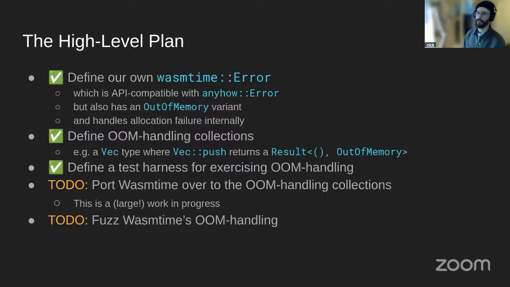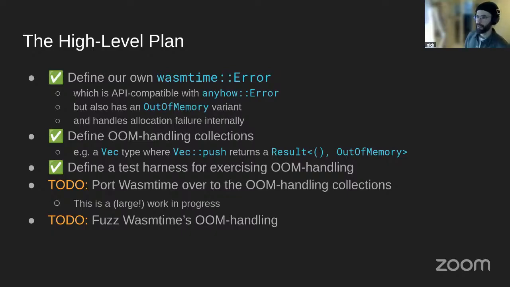So our high-level plan was basically to start with defining our own Wasmtime error type. So we used to use anyhow's error. Now we use Wasmtime's error. And it's API compatible. They're basically the same thing. And the migration across the version of Wasmtime that did that switch should hopefully have been pretty straightforward for people. But Wasmtime's error also has an out-of-memory variant. And it also handles allocation failure internally. And so when we have that in place, now we can actually go about returning out-of-memory errors in various places.